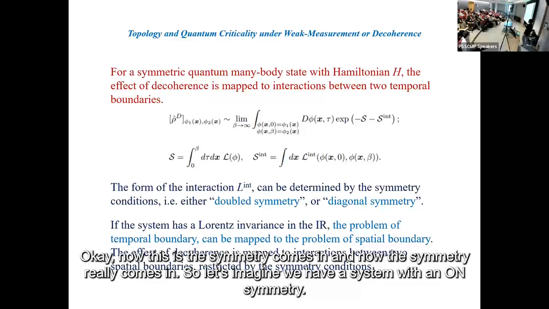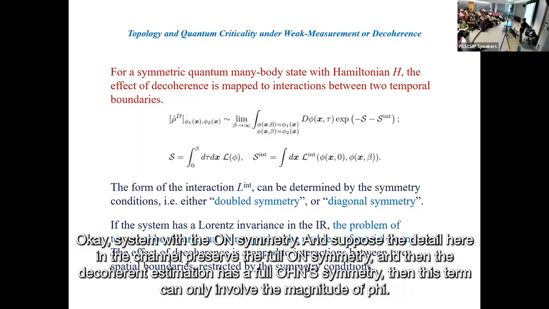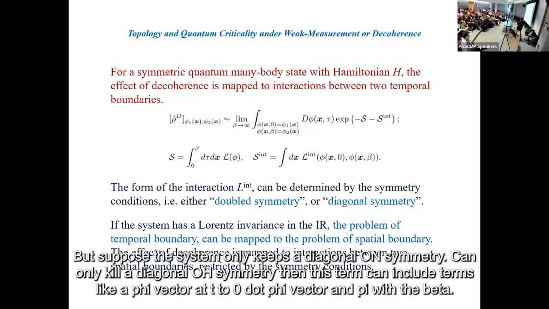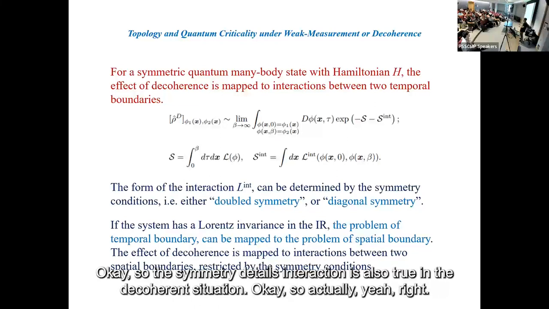So how do we determine the form of this extra interaction term? This is where symmetry comes in. Let's imagine we have a system with an O(N) symmetry, and suppose the decoherence channel preserves the full O(N) symmetry. Then the decohered density matrix has the doubled O(N) symmetry. Then this term can only involve the magnitude of phi, so we have phi squared at tau equals zero and phi squared at tau equals beta interacting. But suppose the system only keeps a diagonal O(N) symmetry, then this term can include terms like the phi vector at tau equals zero dotted with the phi vector at tau equals beta. So the symmetry dictates the interaction. It's also true in the decohered situation.